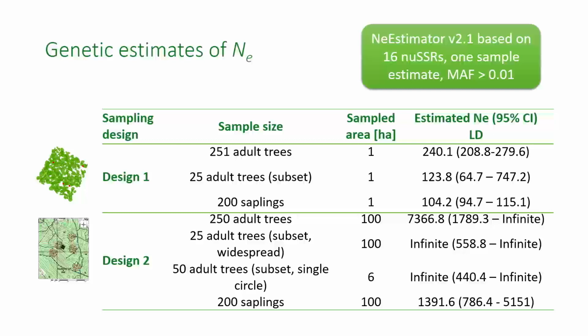Now, when we look at design 2, which covers the entire 100 hectares, the numbers are much higher. And they are really similar to what we would expect in terms of effective population size on 100 hectares. But this is still an underestimate considering the entire area I showed you as a population.